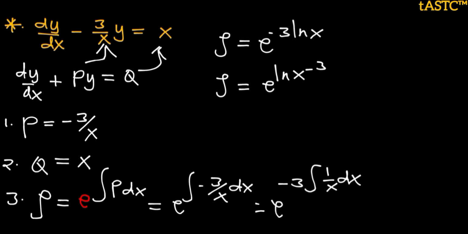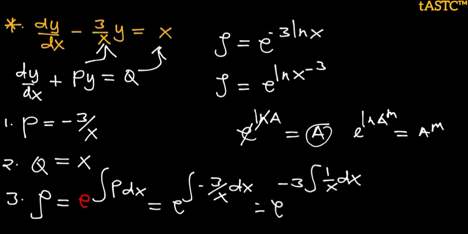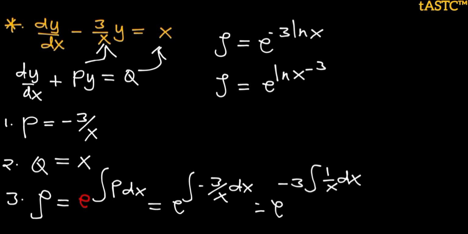Next, there is a law that if you have e to the ln a, the answer is going to be a. If you had e raised to the power of ln a to the m, the answer will be a to the m. So typically you want to cancel out the e with its natural logarithm, and everything left would be the answer for that operation. We're going to use this understanding to find the integrating factor, which is going to be x raised to the power of negative 3.